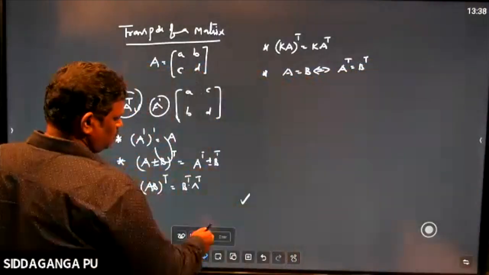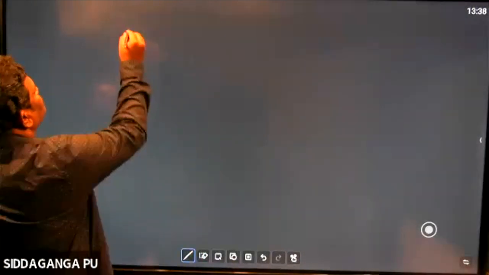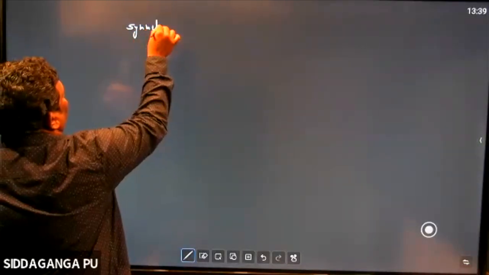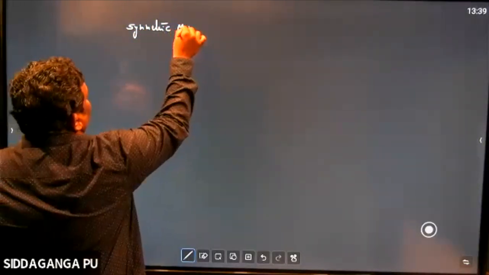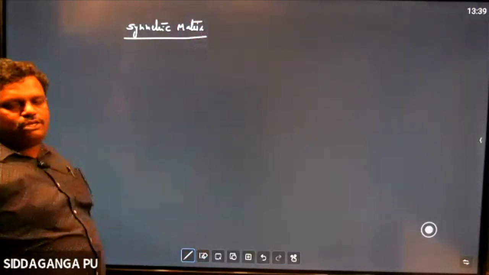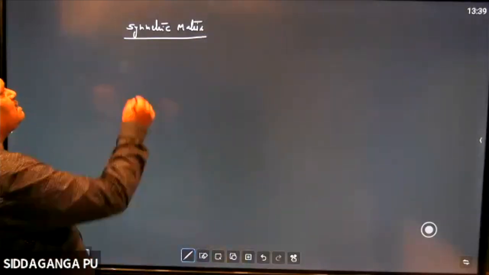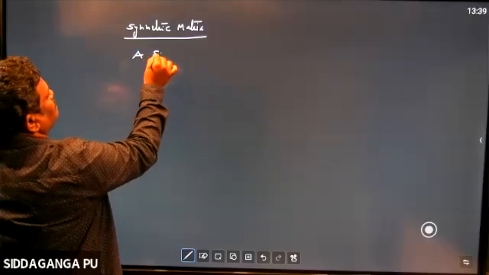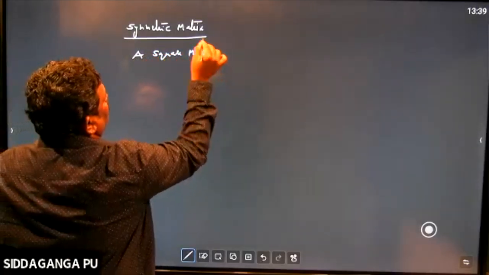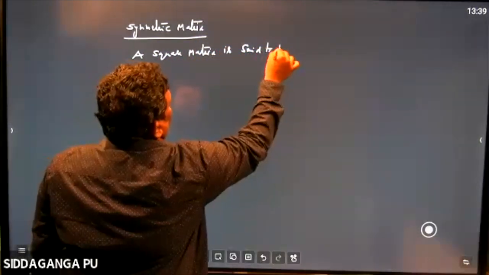Next, another important definition: symmetric and skew symmetric. First one, the symmetric matrix. Here is the definition: a square matrix is said to be symmetric.